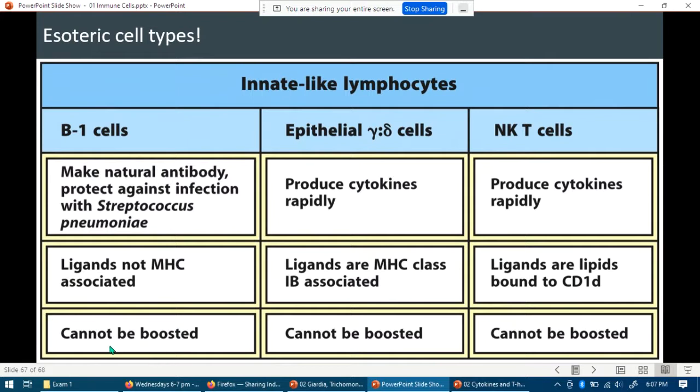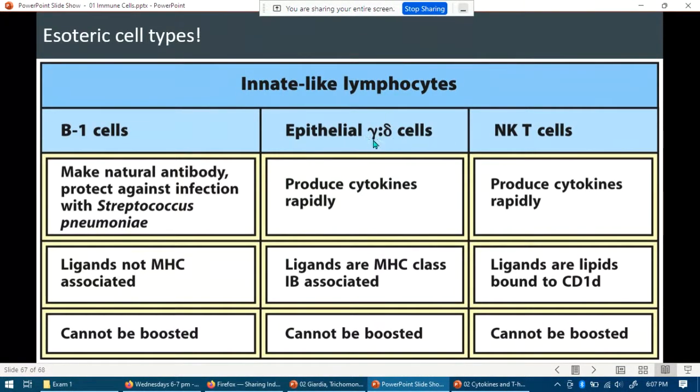They cannot be boosted, meaning if you vaccinate, you aren't going to increase the magnitude of the B1 cell response, okay? So you don't expand the response when you stimulate these cells with antigen. And of course, B cells don't respond to MHC, so don't confuse that. B cells do not respond to MHC. In fact, B cells actually express MHC proteins so that they can present antigens to T cells.